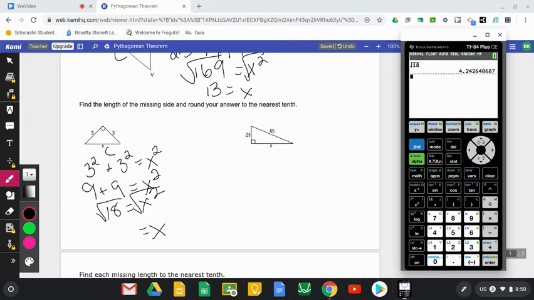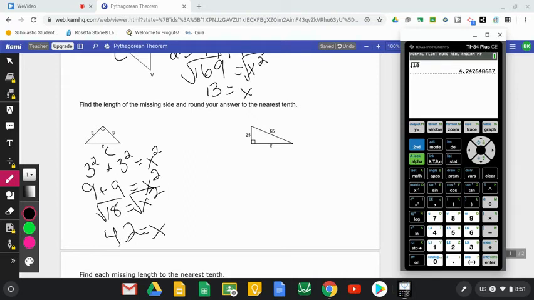x equals. Find the length, round to the nearest tenth. So if I round this to the nearest tenth, please tell me what my answer is. Nearest tenth is 1 decimal place. So I say, okay, 4.24. That 4 on the end tells me to stay. So this rounded to the nearest tenth is 4.2.